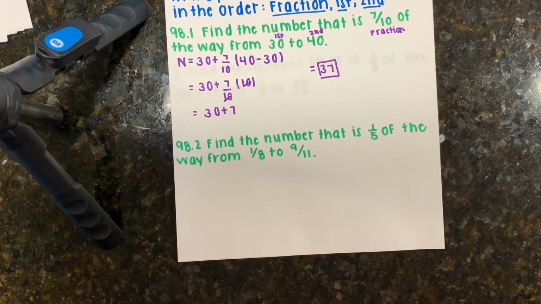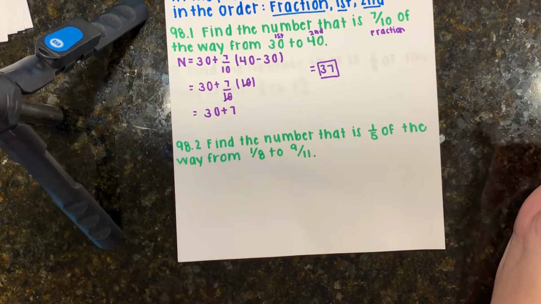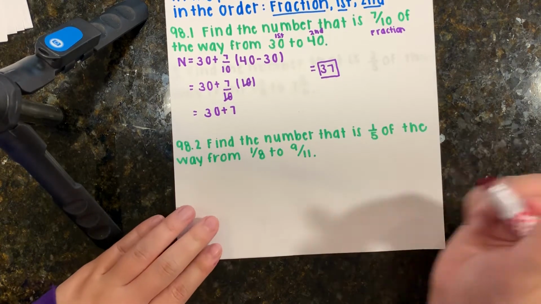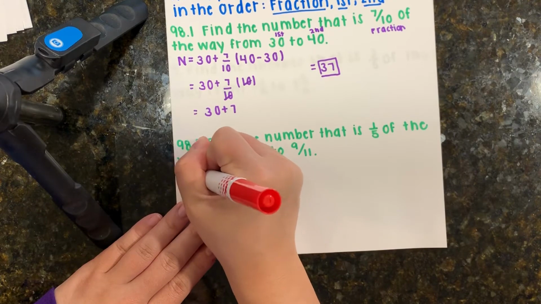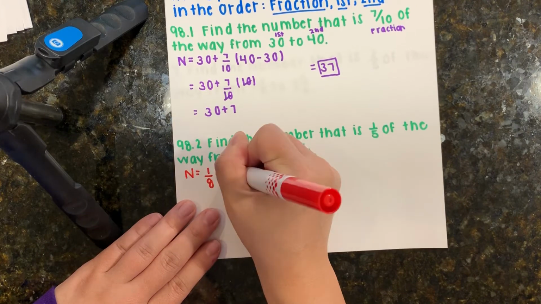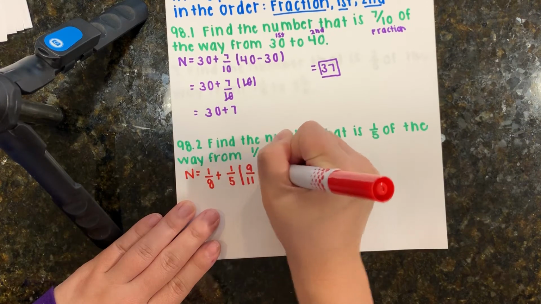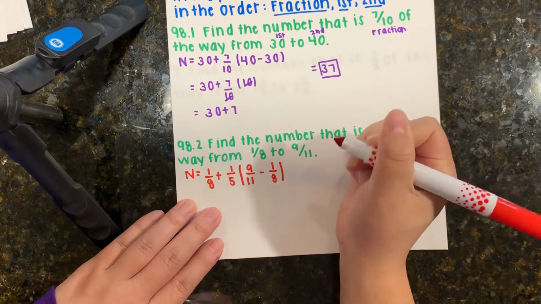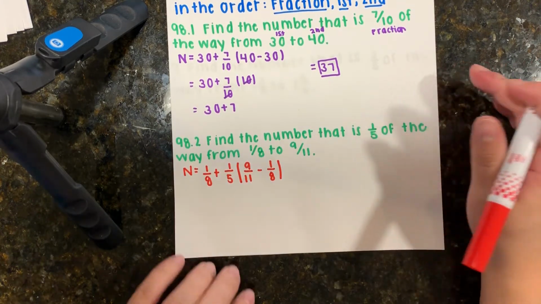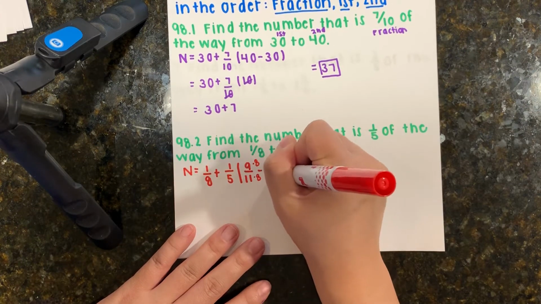So now if we look at this one, it's going to be with fractions, so it gets a little trickier. We have find the number that is 1/5 of the way from 1/8 to 9/11. Okay, so I'm going to start with the number is equal to the first, which is 1/8, plus the fraction, which is 1/5, times the second, 9/11, minus the first, which is 1/8. Now, remember, you always start with the parentheses first, so we'd have to subtract the fractions first. I need to have a common denominator, so I'm going to make a common denominator of 88.